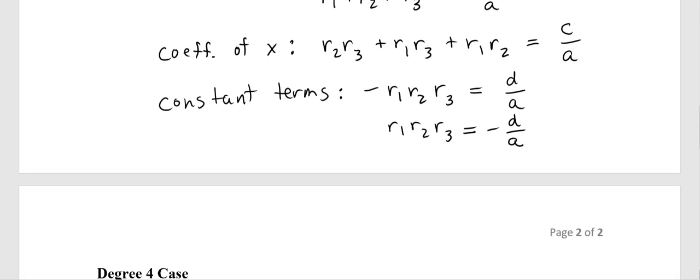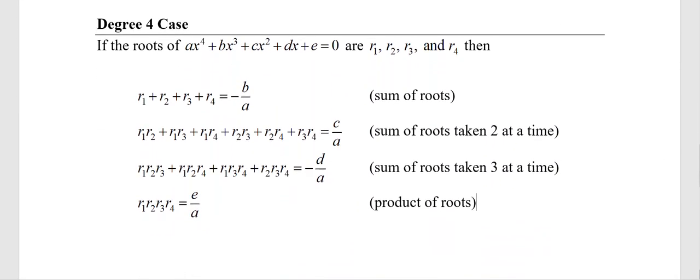And now we're going to look at just one more case, the degree 4 case, just to establish the pattern. We'll spare you the proof. But here's what Vieta's formulas are for this case. So if the roots of ax to the fourth plus bx cubed plus cx squared plus dx plus e equals 0 are r1, r2, r3, and r4, then we have the following. The sum of the roots is negative b over a. The sum of the roots taken 2 at a time is positive c over a. The sum of the roots taken 3 at a time is negative d over a. And the product of the roots, or the sum of the roots taken 4 at a time, is positive e over a.